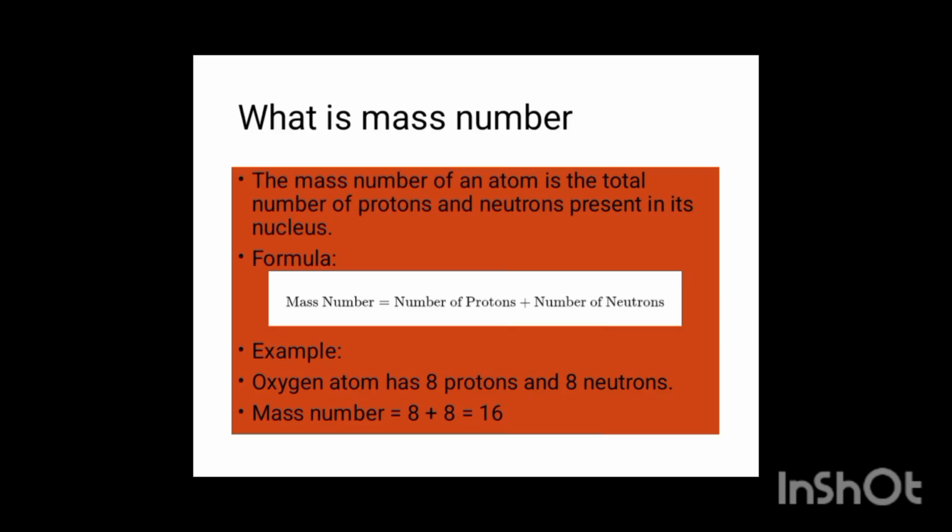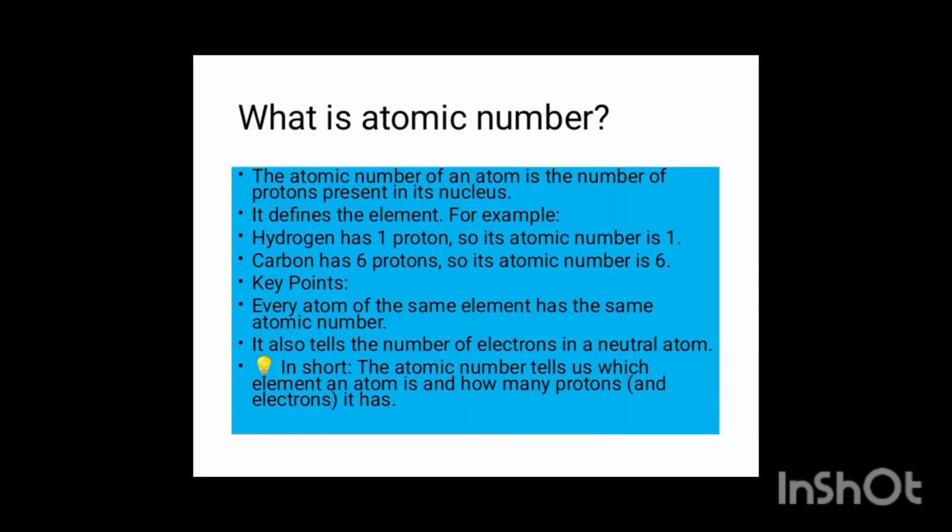And what's going to be the atomic number? The atomic number is the number of protons present in the nucleus of an atom, so the atomic number of oxygen is going to be 8. So what is an atomic number? The atomic number of an atom is the number of protons present in the nucleus. It defines the element. For example, hydrogen has 1 proton, so its atomic number is 1. Carbon has 6 protons, so its atomic number is 6. So it basically defines an element.